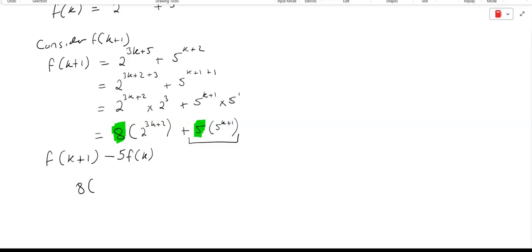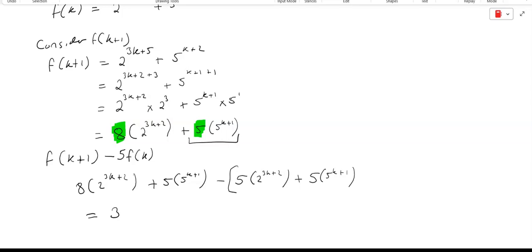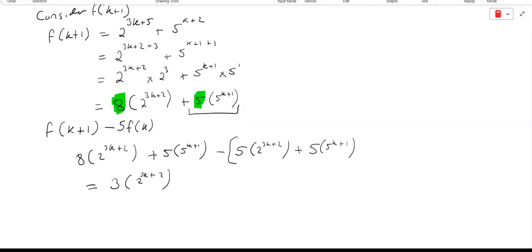So I'm going to have 8 times 2^(3k+2) plus 5 times 5^(k+1), take away 5 lots of, let's put that in brackets, 2^(3k+2) plus 5^(k+1). If I simplify that, I'm going to get 3 lots of 2^(3k+2), and the 5^(k+1) term has disappeared. So now I can say, okay, this has got a coefficient of 3, so it must be divisible by 3.